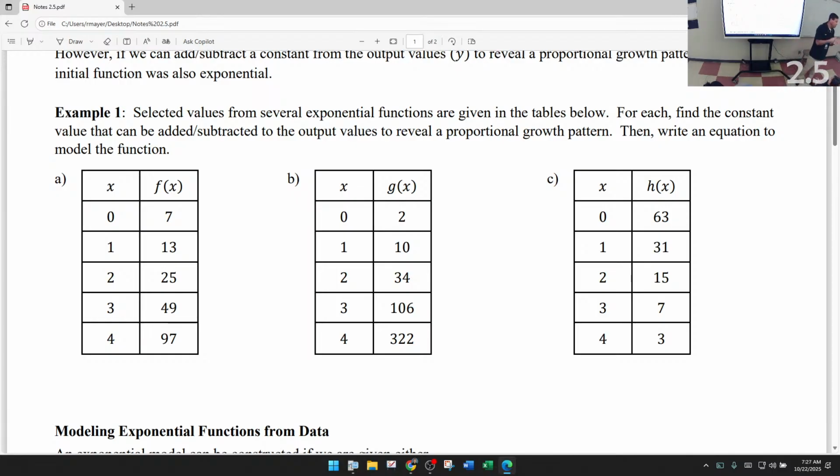That's why I tell you to read. Read. Because a lot of times they might tell you what it is. This time they do. They tell you it's exponential.